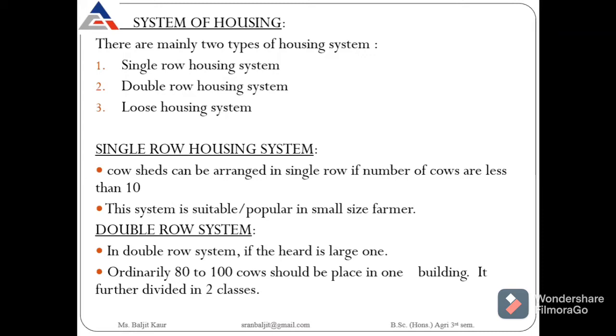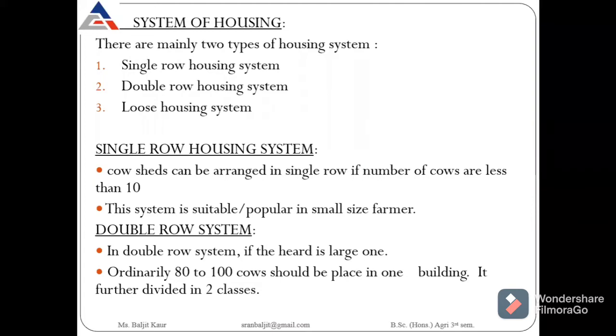Then double row housing system. Double row housing system is followed where the herd is the larger one, right? So where the number of cows is more, 80 to 100 cows can be placed in one building if we are following double row housing system.